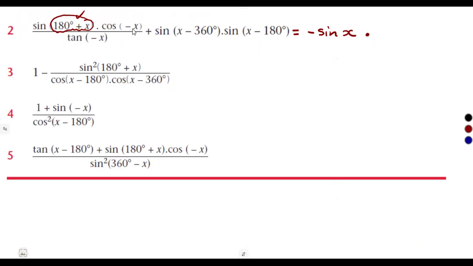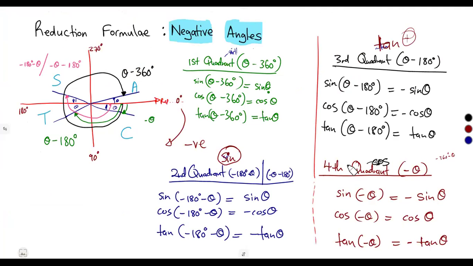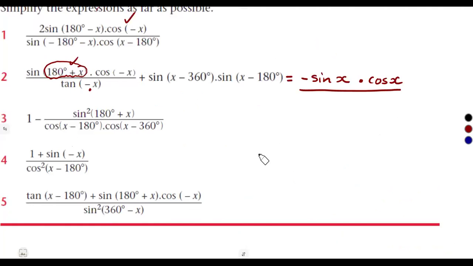The cos of minus x. This is what? A negative angle, guys. This one we talked about it here. We saw that is going to give us what? The cos of x. Everything over what? Tan minus x. Minus x. The fourth quadrant. We're in the fourth quadrant. Tan minus theta is what? Minus tan theta. Remember, in the fourth quadrant, tan will be negative. So that's negative there. Tan of x.